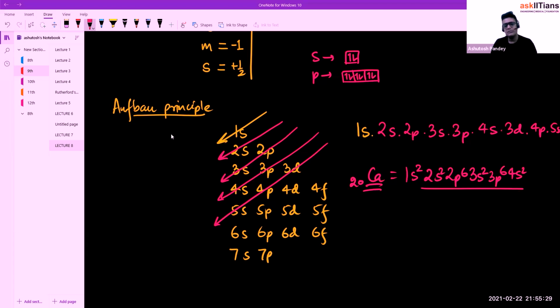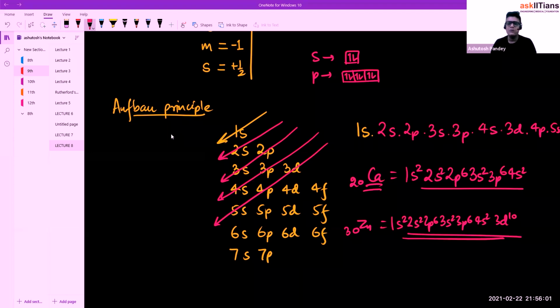Similarly, we can write it for zinc. Zinc has an atomic number of 30, so it will have 30 electrons. We can write 1s2, 2s2, 2p6, 3s2, 3p6, 4s2, and then 3d10. This is the electronic configuration of zinc. This is the Aufbau principle.